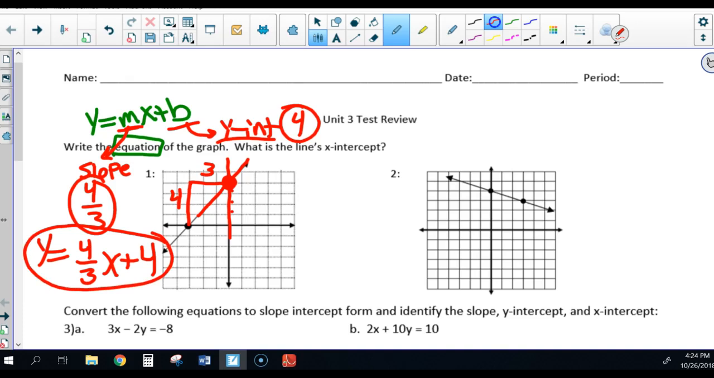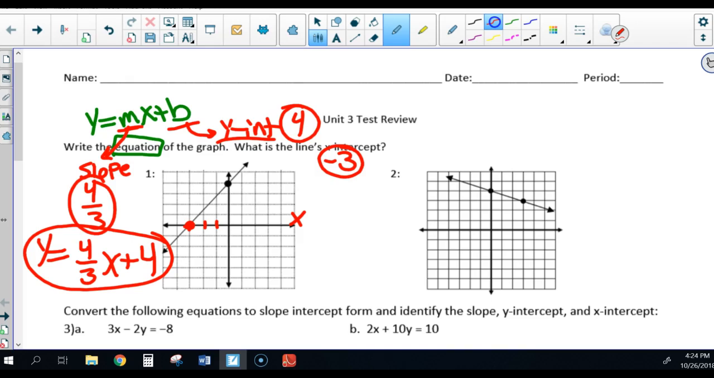The x-intercept, easiest way to find the x-intercept is to look at where the line crosses the x-axis. In this case, -3. So that's it. On number 2, we'll run across the issue where we can't see it, so I'll hold that off until number 2.